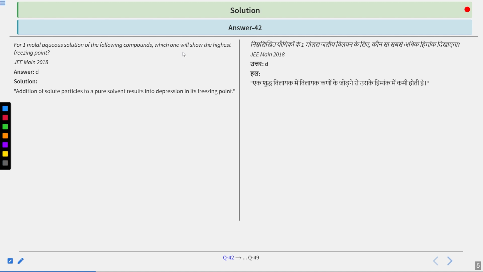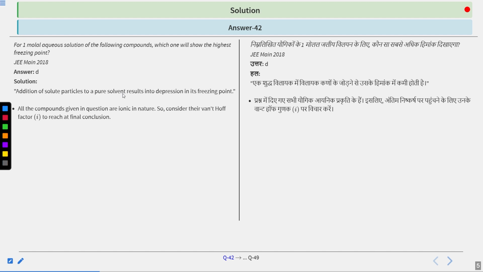So if I talk about the freezing point depression, depression in freezing point comes on the addition of solute particles to a pure solvent. Basically, on adding solute particles to the pure solvent, the freezing point of the solvent decreases, right?